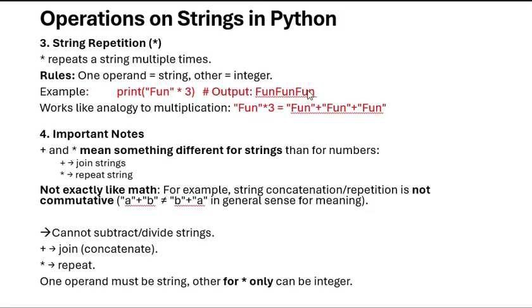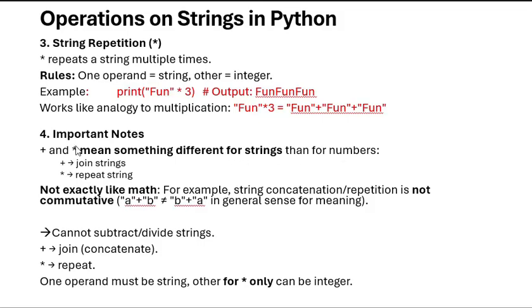Without space, you can check that. It works like an analogy to multiplication. If you take fun into 3, it will give fun 3 times in the output. Very simple, right? If you take 5, it will print 5 times. If you take hello into 10, it will print hello 10 times continuously. This is how exactly the string repetition works. And here we have some important notes. Addition and multiplication mean something different for strings than for numbers.